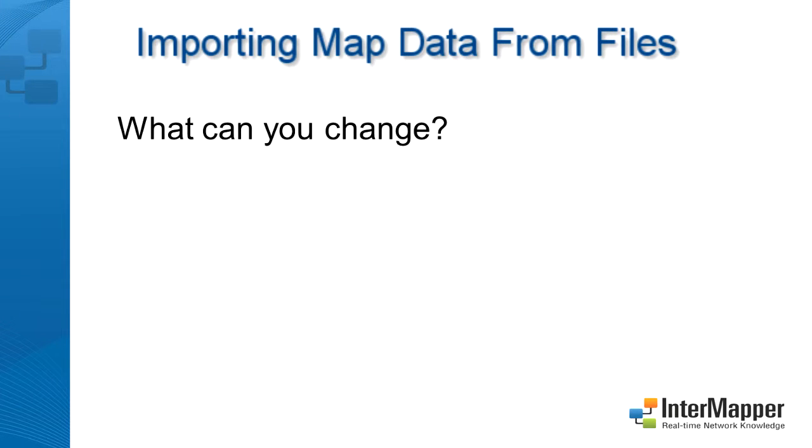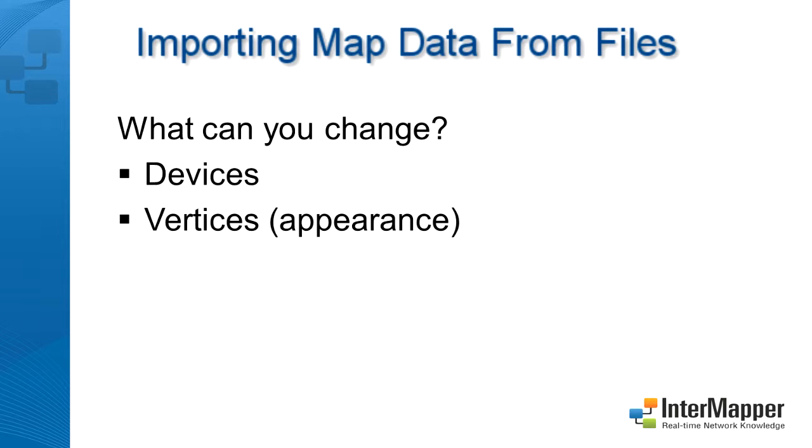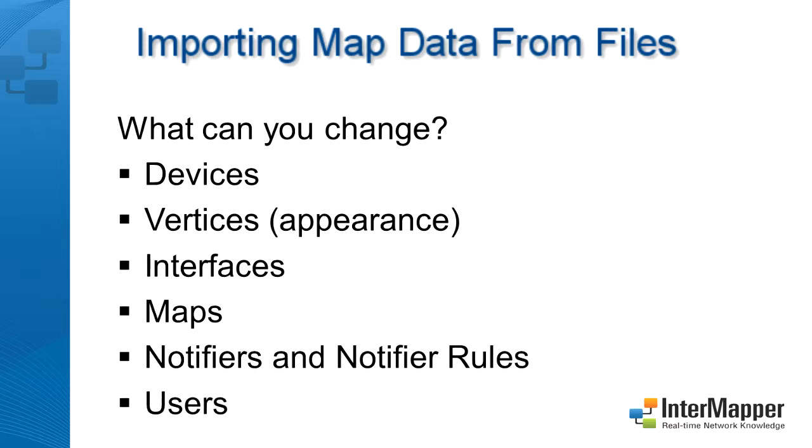With the directive line format, you have a powerful set of options for updating your maps. You can insert, update, or delete specific devices, and can change numerous attributes, probe type and parameters, or geographic locations. You can change the appearance of the devices, including color, label, font, icon, location in an XY grid, and many more. You can control router and switch interface attributes, map attributes, notifiers, and users.